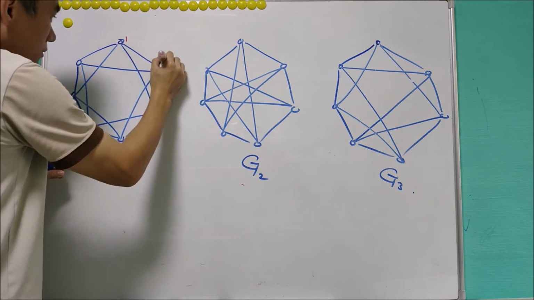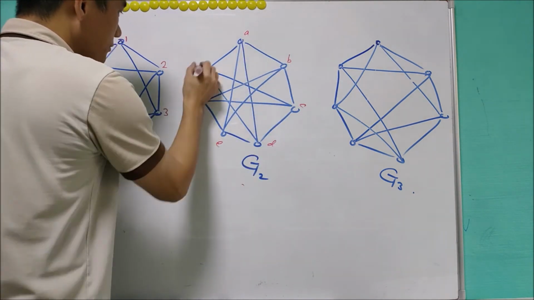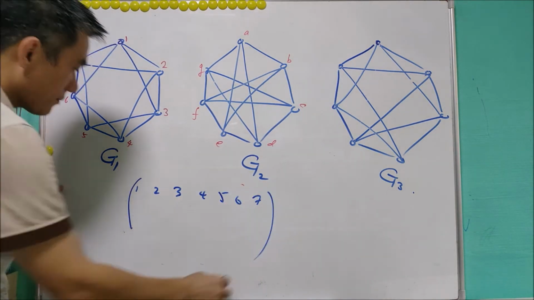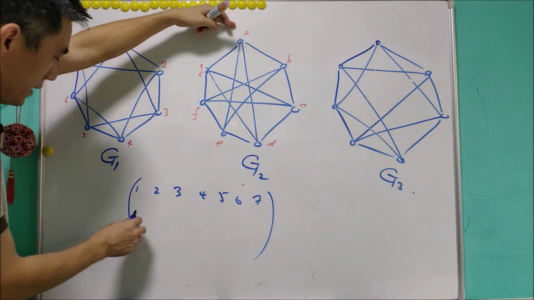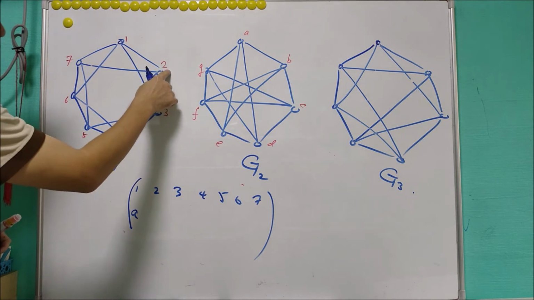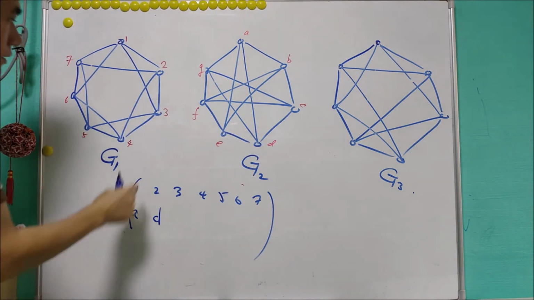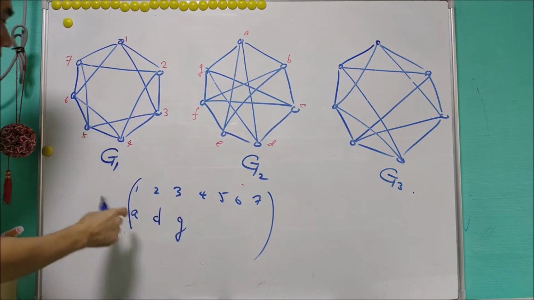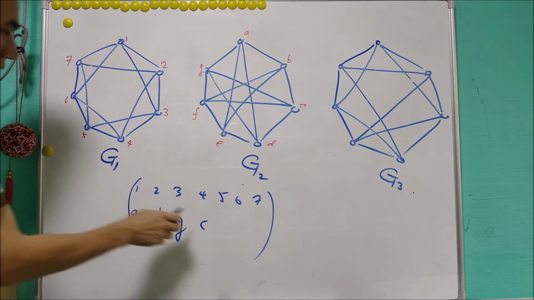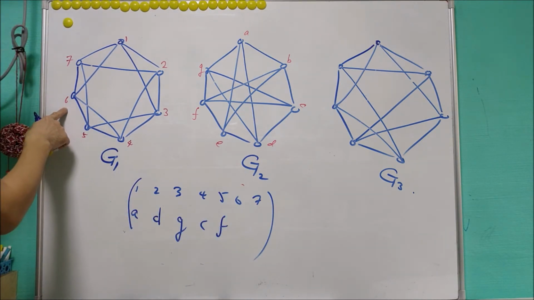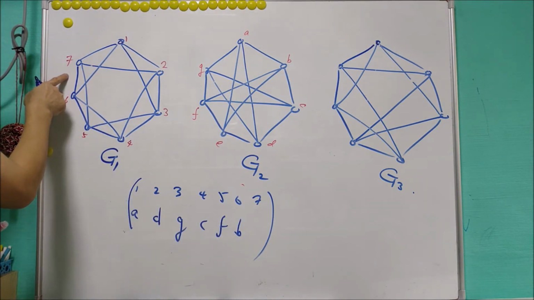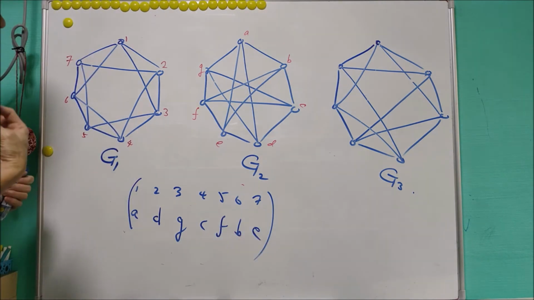Let me label it as 1, 2. I will say that it maps 1, 2, 3, 4, 5, 6, 7 as follows: 1 to A, then 2 to D, and 3 to G, 4 to C, 5 to F, 6 to B, 7 to E. So we can interpret it in this way.